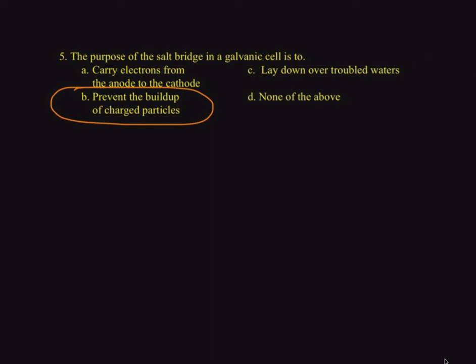And if that happens to too much of an extent, then again the flow of electrons starts to get disrupted, because you're getting pushes and pulls of electrons in different directions from what you want. So the salt bridge allows ions to move in both directions to keep this equilibrium, to keep this balance of positive and negative particles on both sides of the cell.